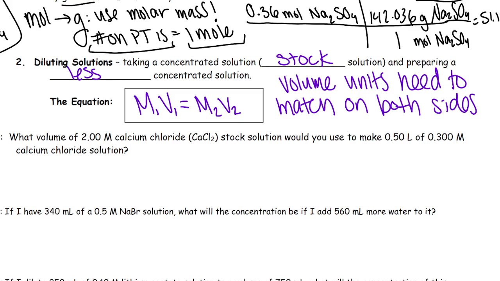So for example 1, it says, what volume of 2 molar calcium chloride stock solution would you use to make 50 liters of a 0.300 molar calcium chloride solution? So what matters is that you are associating the correct molarity with the correct volume.